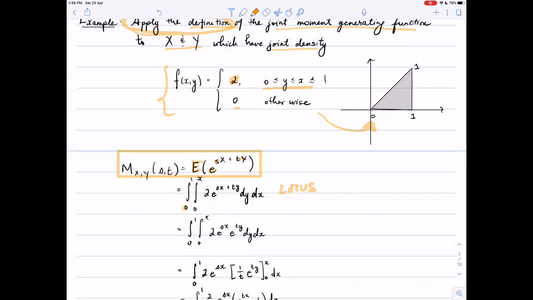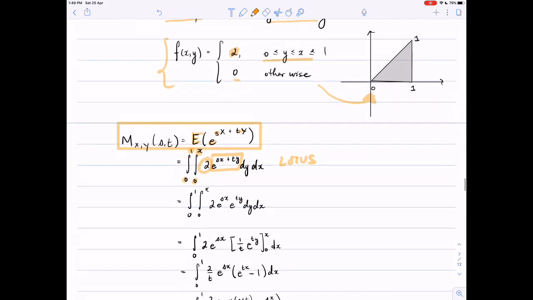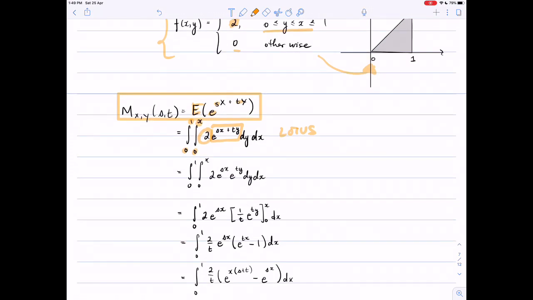And so from x is equal to 0 to 1 and y is 0 to x of here is the exponent, e to the sx plus ty, and this is the density, right? The density there is just 2. So we go ahead and calculate this, first of all, by splitting using a law of exponents.